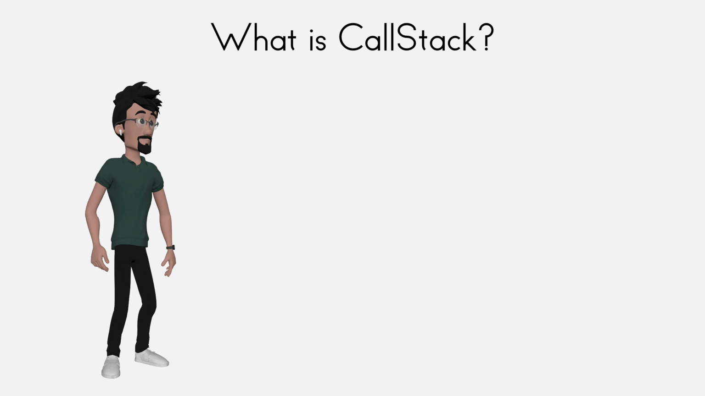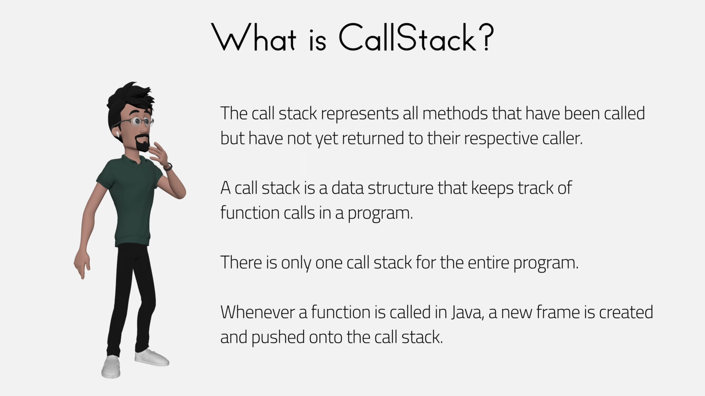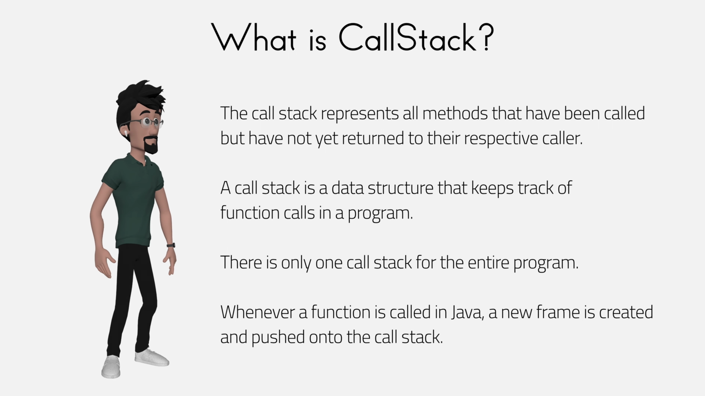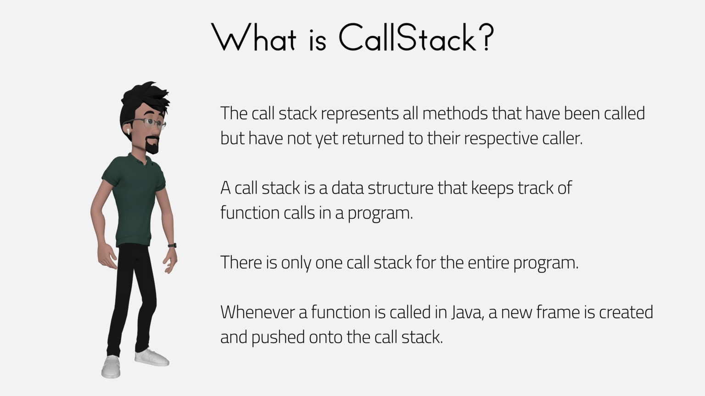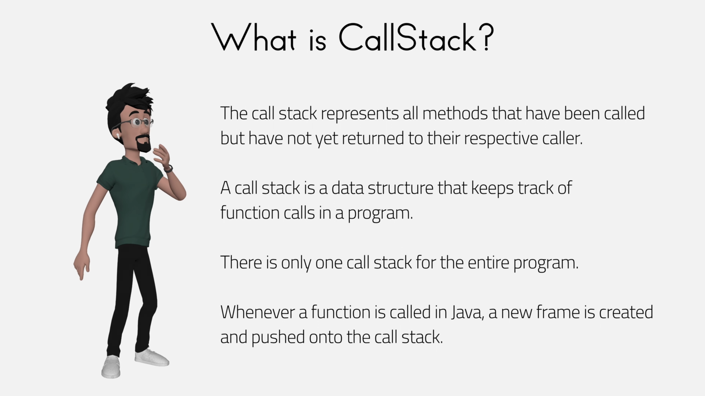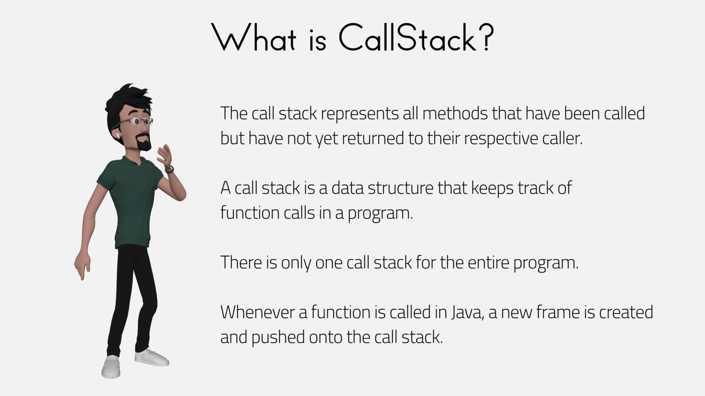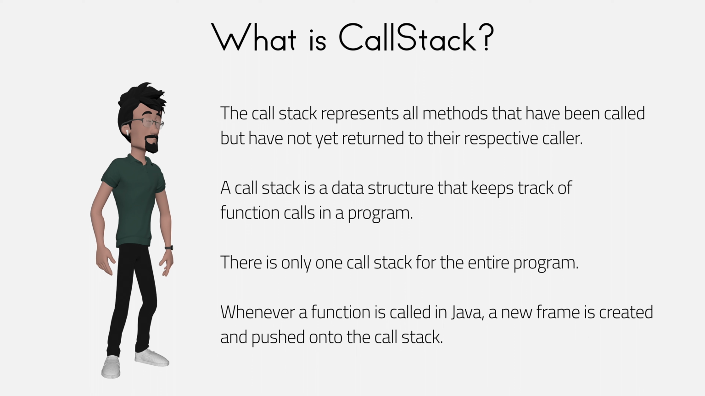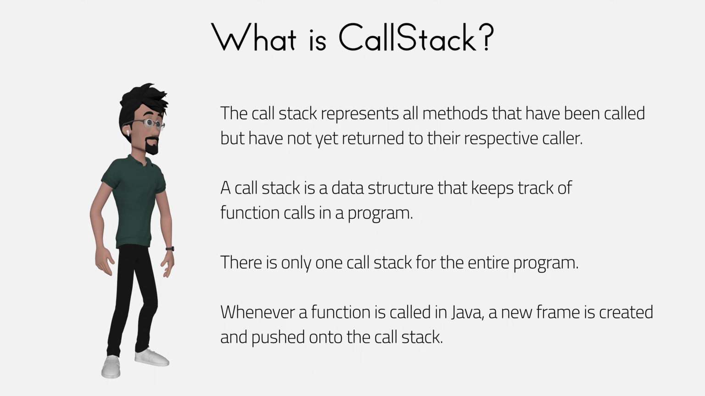Now, apart from stack memory, there is one more thing known as call stack. Don't confuse it with stack memory. It's a different thing. A call stack is a data structure that keeps track of function calls in a program. It follows the same last in, first out operation, meaning that the most recently called function needs to end first before executing the rest of the program. Unlike the stack memory, it is only one for the entire program. It's not thread based. Whenever a function is called in Java, a new frame is created and pushed onto the call stack. Now let's try to understand it with the stack memory using some cool animations.